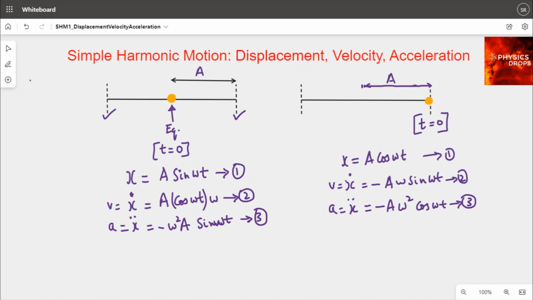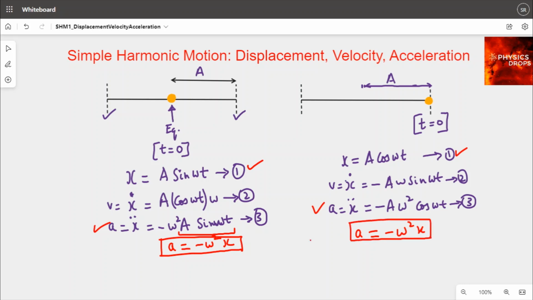So if we look at these two equations on the left hand side and right hand side for the acceleration, it's of the form a equals minus ω square x, because a sin ωt is nothing but x from equation 1 here. Similarly, on the right side, we get again a equals minus ω square x, because a cos ωt is x from this equation. So this is the relationship between acceleration and displacement. We see that acceleration is always in the direction opposite to displacement. That's why the negative sign.